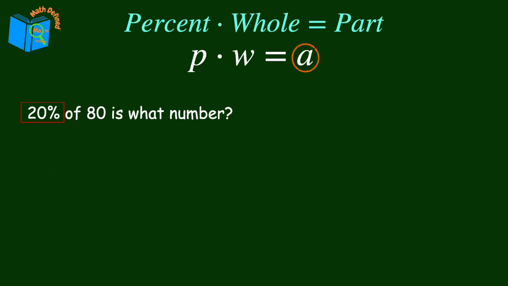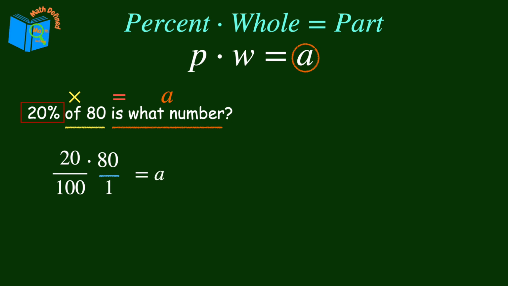20% as a fraction is 20 over 100. Now let's bring in of 80. The word of means to multiply, so we'll do 20 over 100 times 80. The question is asking, is what number? So we'll use the variable a, and the word is means equals. Now our equation is 20 over 100 times 80 over 1 equals a.